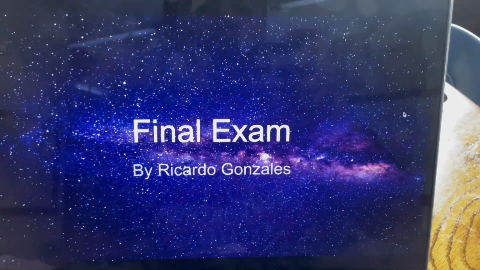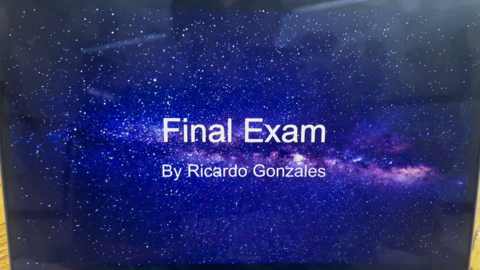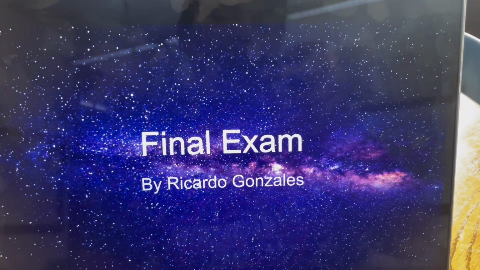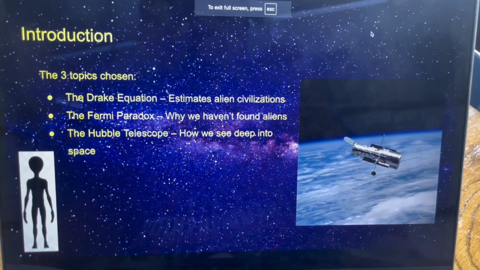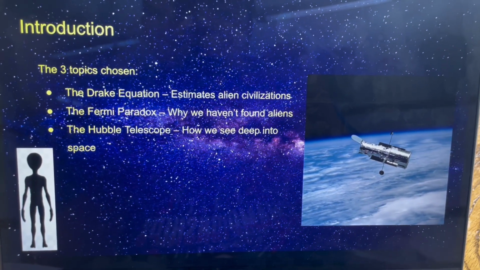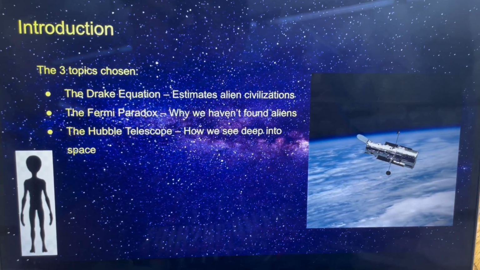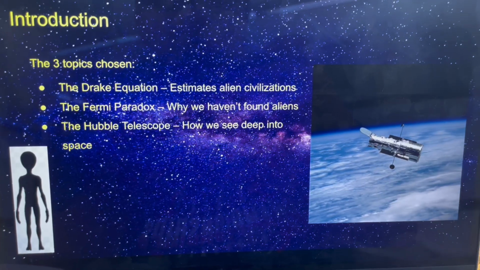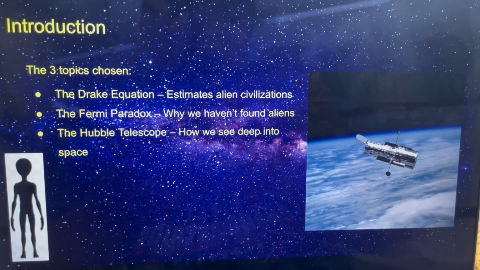Hello, so this is my final exam on astronomy, and throughout this semester, I was really caught by questions about life in the universe and how we study distant galaxies. So for my intro, all these topics go hand in hand with what I was curious about this semester, and all three deal with life beyond Earth and also how we search for it using powerful space tools. So the first topic that we're going to talk about is the Drake equation, which I'll go into detail later.